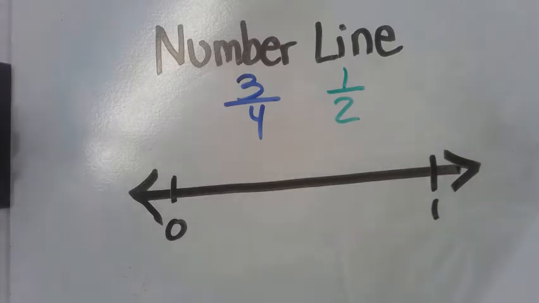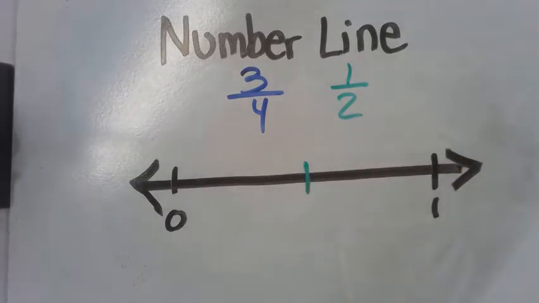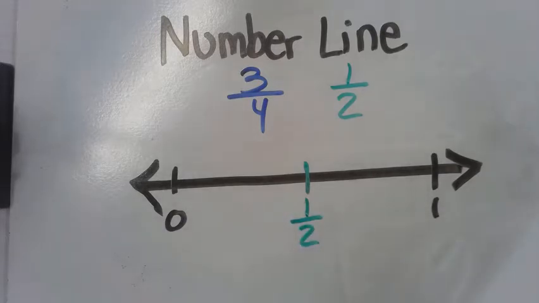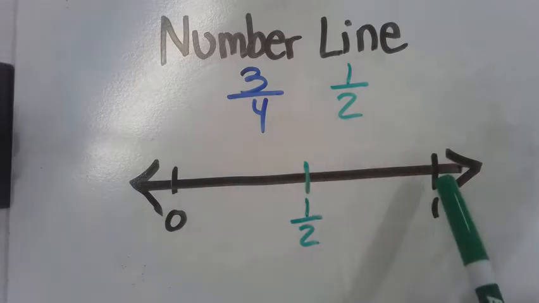Now I'm going to start with 1/2 because it's easiest for me. I know that 1/2 is always directly in between two whole numbers. So I'm going to go as best I can directly in between these two whole numbers, 1/2. Now notice with 1/2 here, I still have two jumps between 0 and 1 because this would be 1/2 and then a whole.